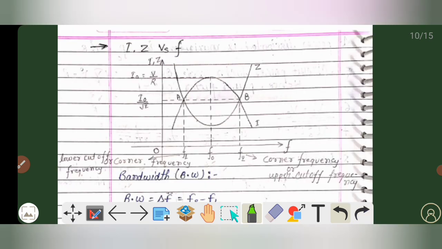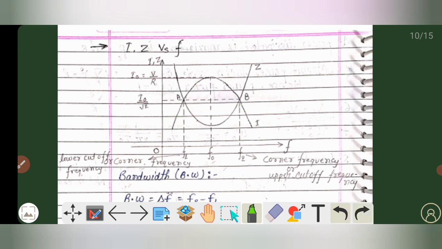Now my dear friends, we will discuss the next graph, that is I, Z versus frequency. I means current, Z means impedance, and f means frequency. On the y-axis we will denote I and Z, and on the x-axis we will denote frequency. As you can see here, this is the graph of current, and this is the graph of impedance. The points of intersection are denoted by A and B.